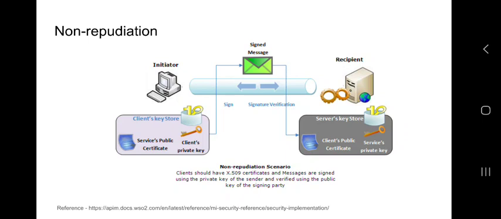On the client side, there will be the server's public key. The private key will be within themselves, because a private key is not supposed to be shared by any entity with another person. It's something private to you. The client's private key will be with the client, and the client's public certificate can be shared with the server, and the server's public certificate can be shared with the client. So in the non-repudiation scenario, how do we make sure that the sender cannot deny that he or she sent the message?